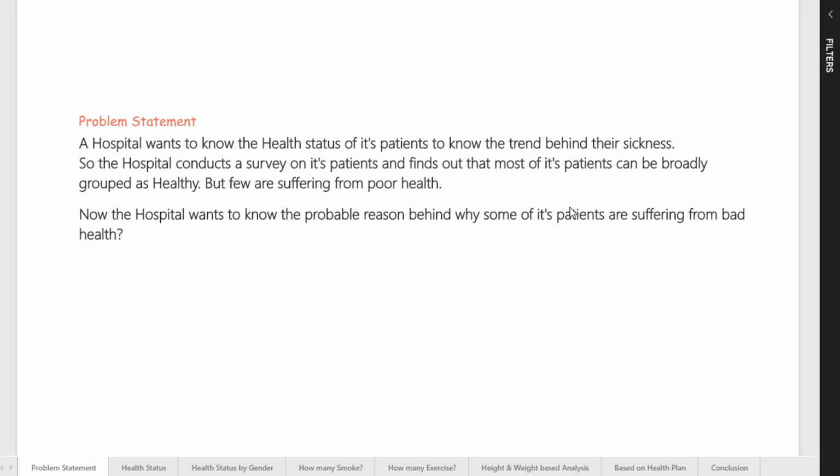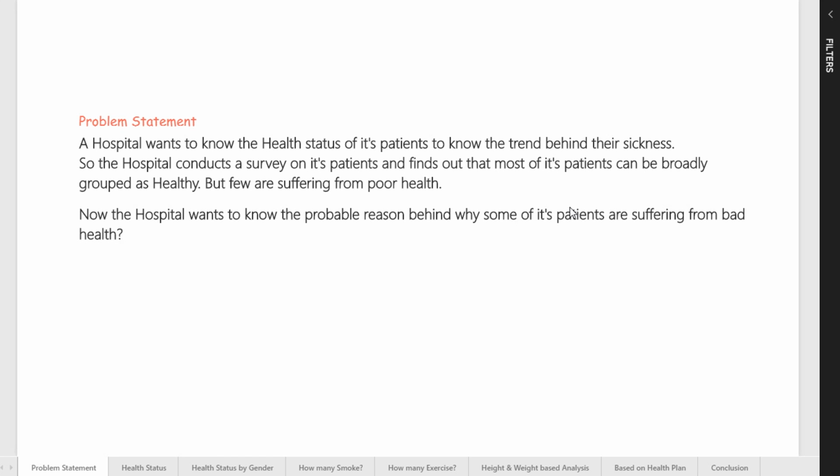Let's start. For storytelling to happen, all that we require as a basis is a problem statement. And here's our problem statement. A hospital wants to know the health status of its patients to know the trend behind their sickness. So the hospital conducts a survey on its patients and finds out that most of its patients can be broadly grouped as healthy, but few are suffering from poor health. Now, the hospital wants to know the probable reason behind why some of its patients are suffering from bad health.